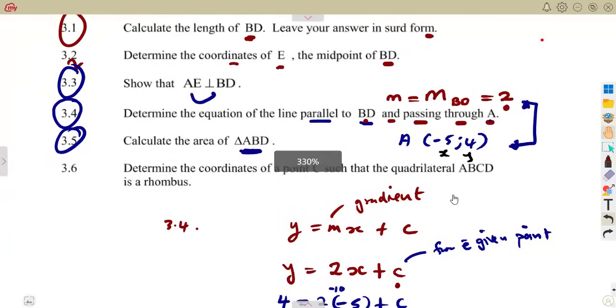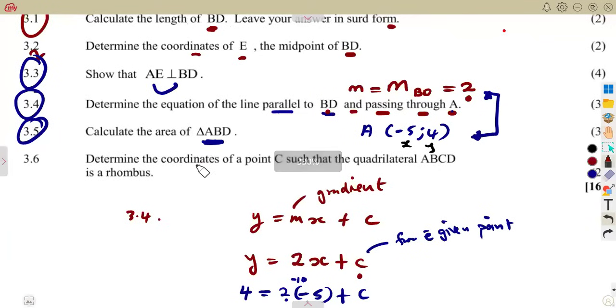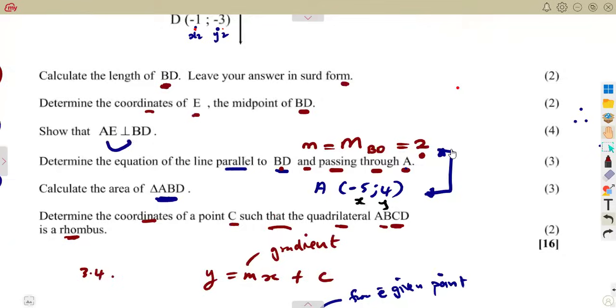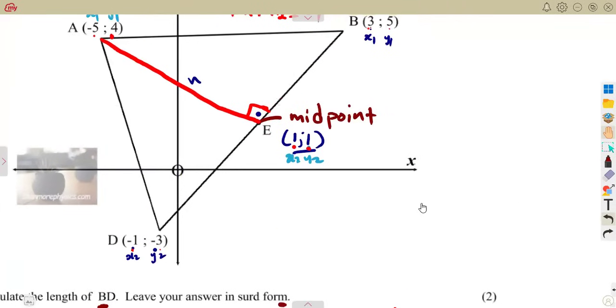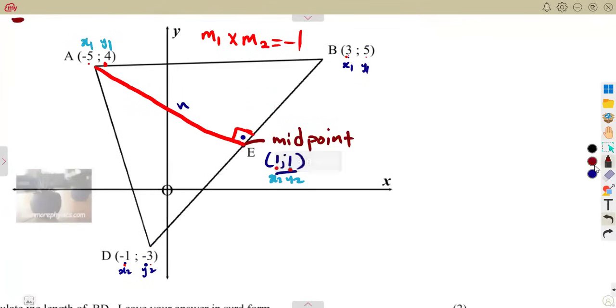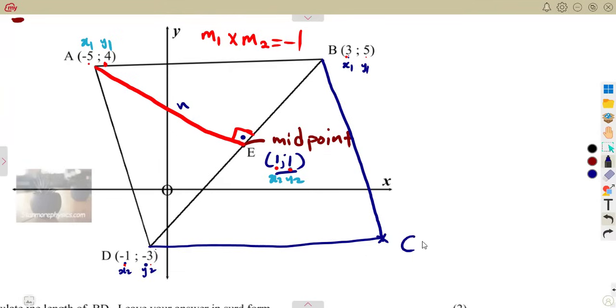Then 3.6, you are given to determine the coordinates. Take note, the coordinates of the point C, such that the quadrilateral ABCD is a rhombus. So you need the coordinates of C if ABCD is a rhombus. Take note, ABCD. So it is supposed to be like this from point A to B to C. Maybe C is somewhere there, then back to D like this. They are saying this is a rhombus where there is a point C that we do not know here, and we're just going to call it XY.